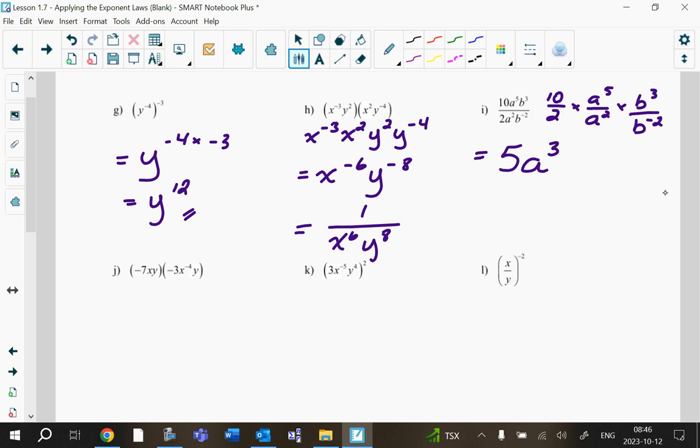Remember, subtract the exponents. 3 subtract negative 2 is the same as 3 plus 2, which is b to the 5th.